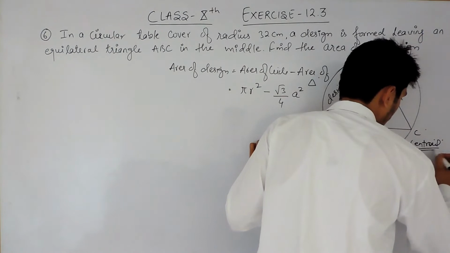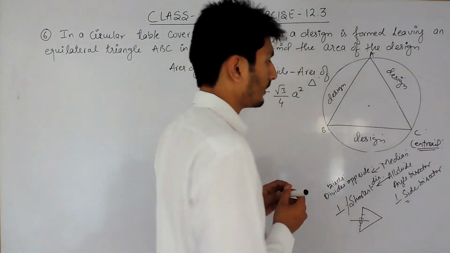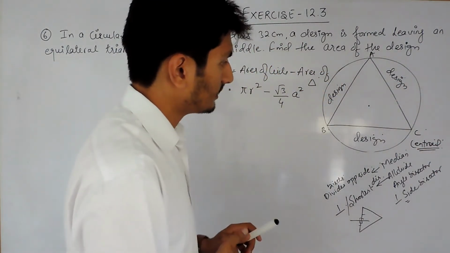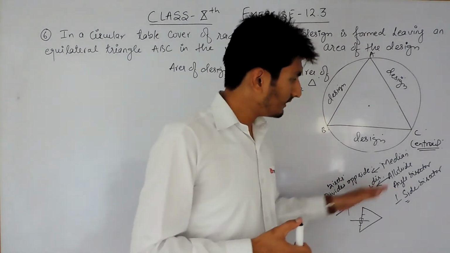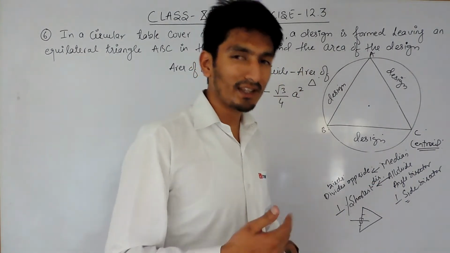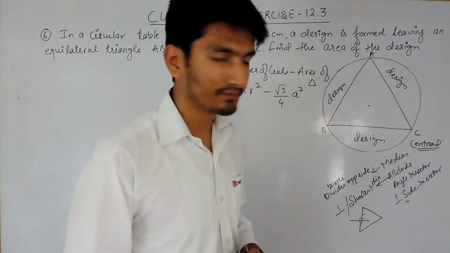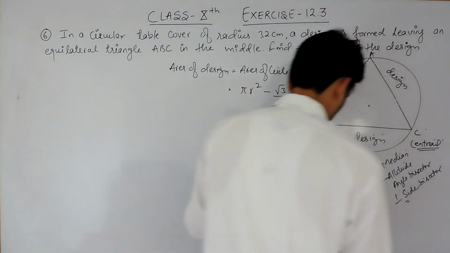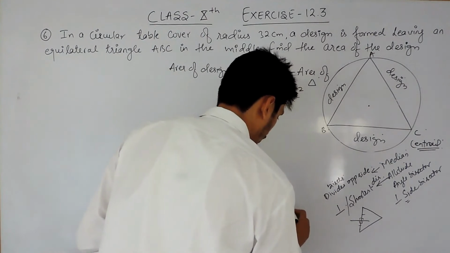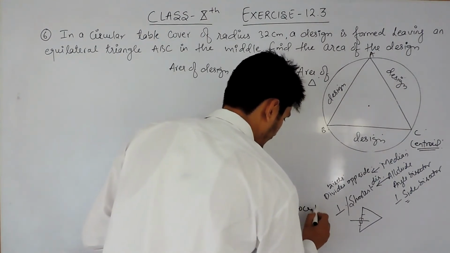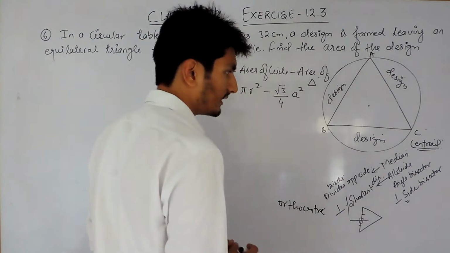C-E-N-T-R-O-I-D. It is known as centroid. Now, in this, again, the meeting point of altitudes is known by another term, which is orthocenter. O-R-T-H-O-C-E-N-T-R-E. This is known as orthocenter.